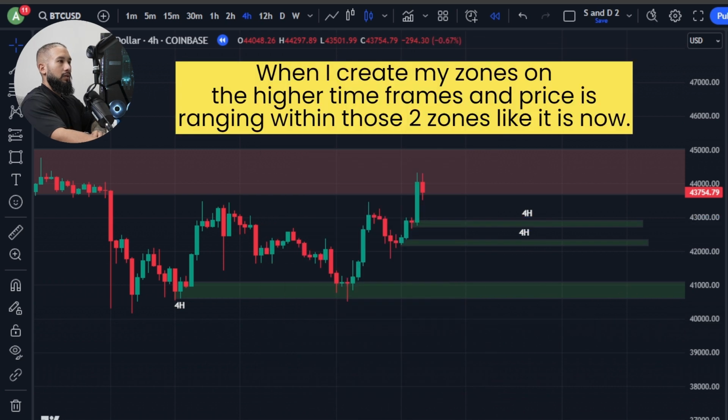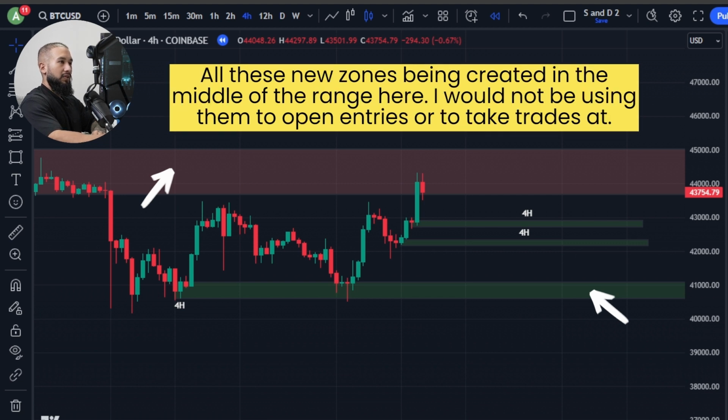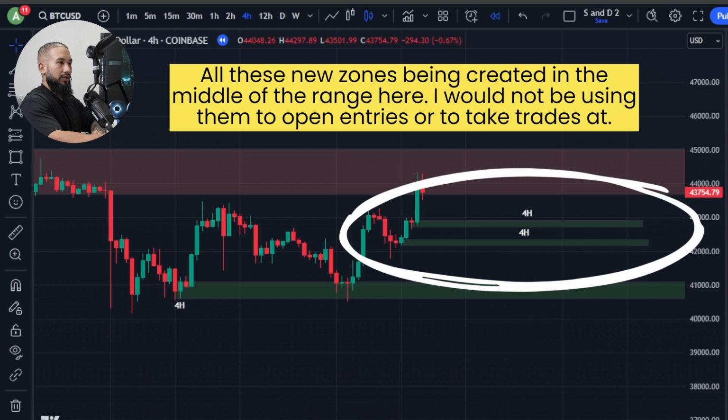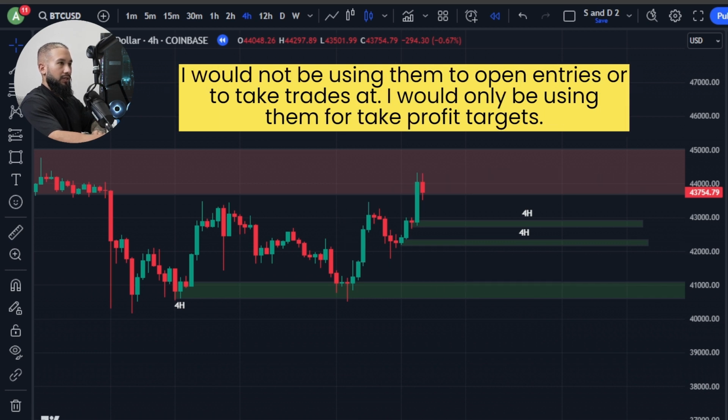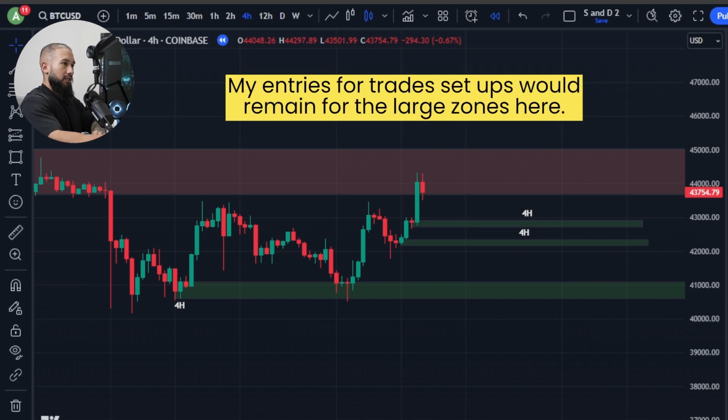All right. Something very important to know, guys. When I have created my zones on the higher time frames and the price is ranging within those 2 zones like it is now, and then as it's ranging, we have all these new zones being created in the middle of the range, I would not be using them to open entries or take trades. I would only be using them for take profit targets as I demonstrated in trade setup 1. My entries for trade setups would remain only to be taken at the large zones.